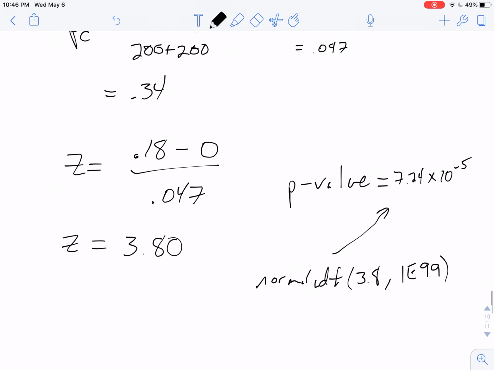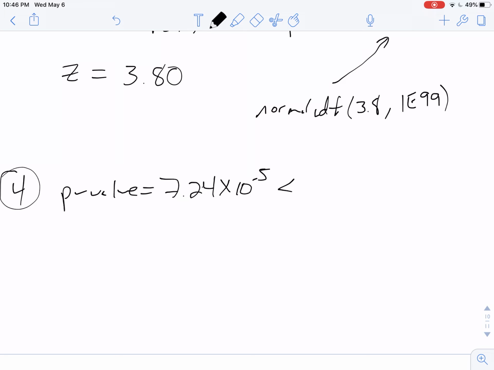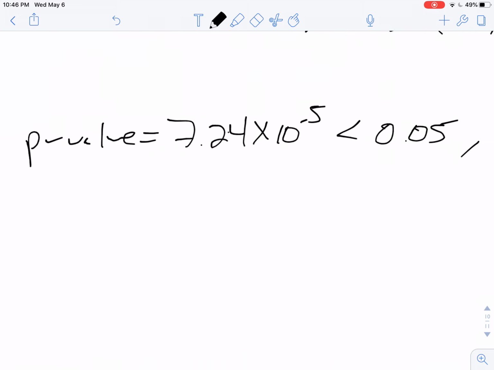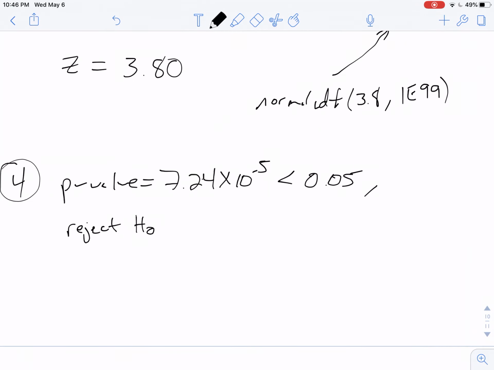All right, so then step 4, I'm going to wrap everything up. My p-value of 7.24 times 10 to the negative fifth is less than my alpha value of 0.25. So my conclusion here is going to be to reject the null. I'm going to reject that my two population proportions are the same, which gives me evidence that the first proportion is bigger than the second proportion.